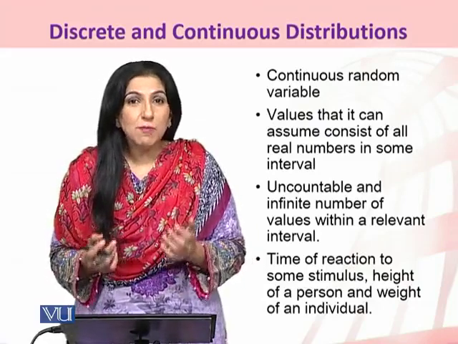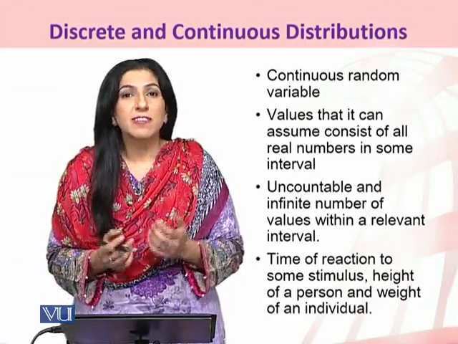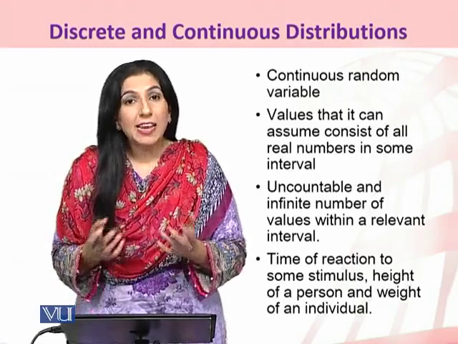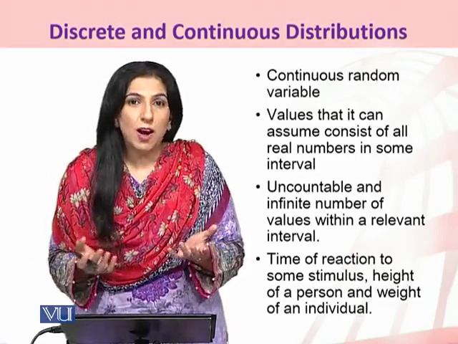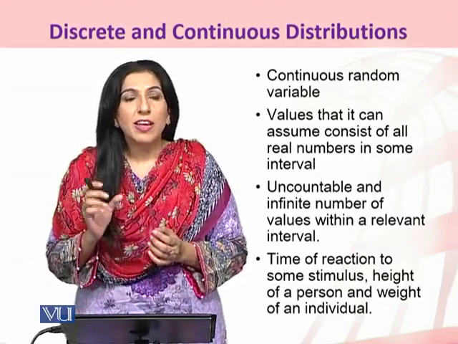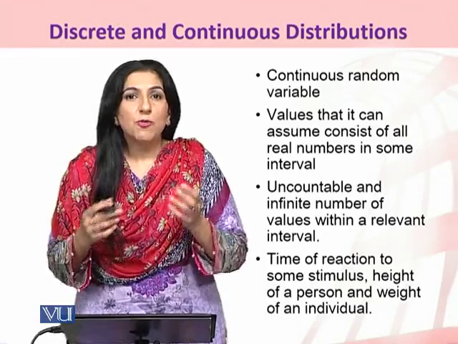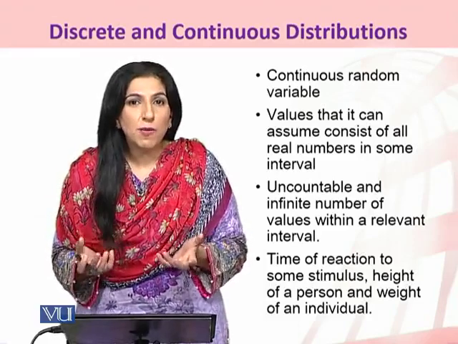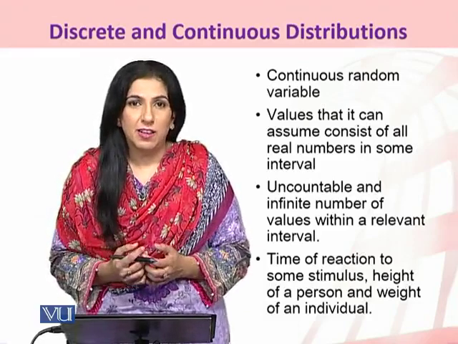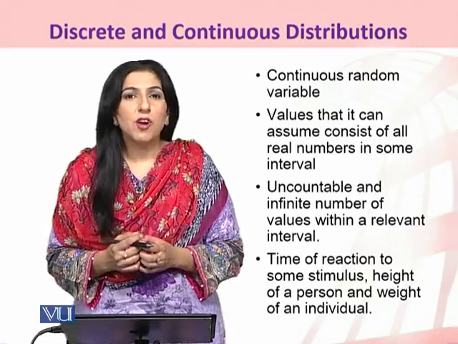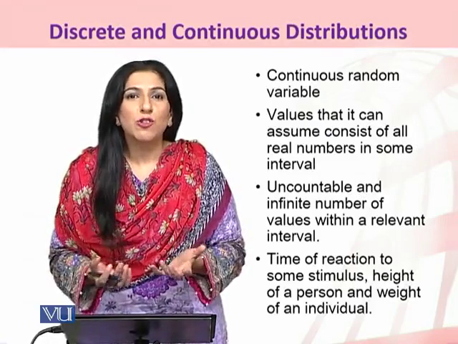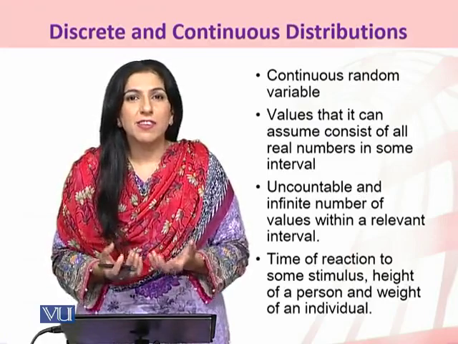Supposing the time of reaction to a certain stimulus, again that would vary from person to person. Height of a person is an example of a continuous random variable. We are going to find the height between, for instance, 4.5 and 5.5. There will be many points that lie within this interval. Similarly, the weight of an individual is also an example of a continuous random variable.